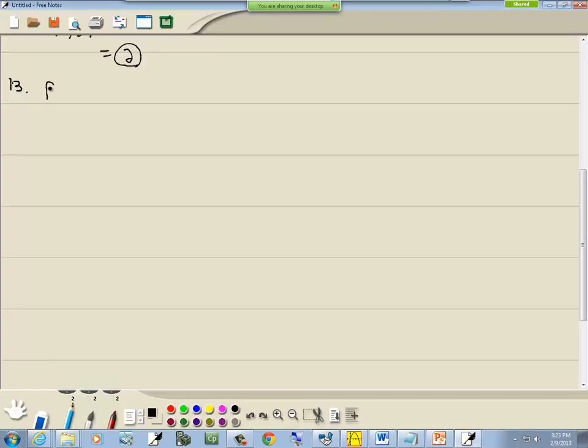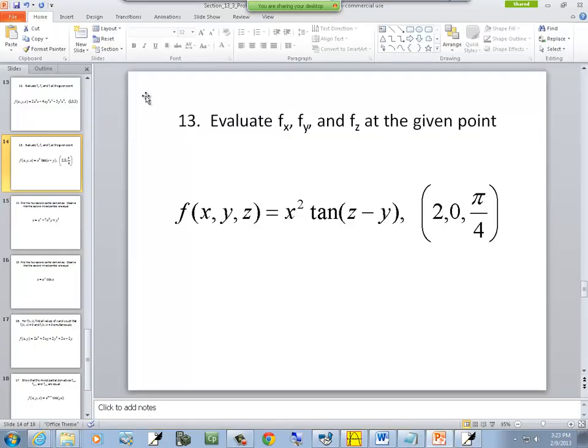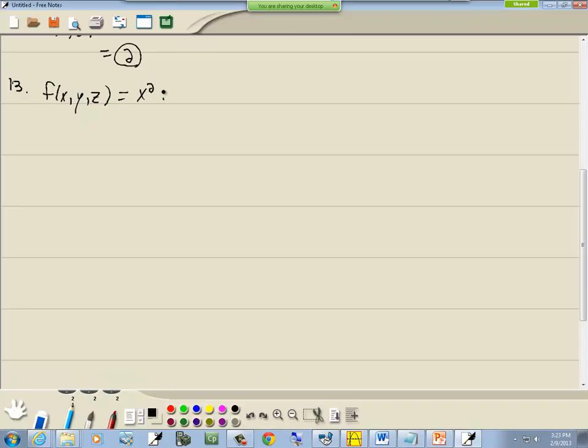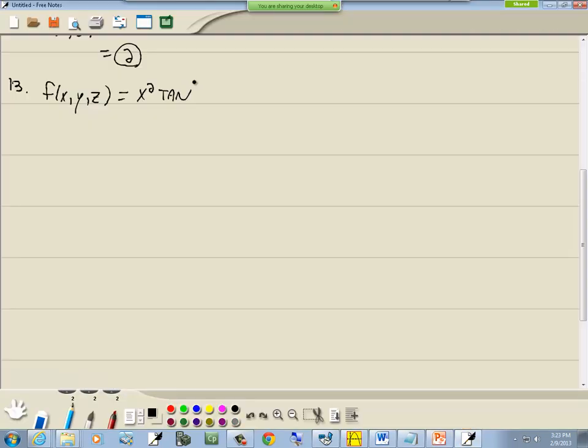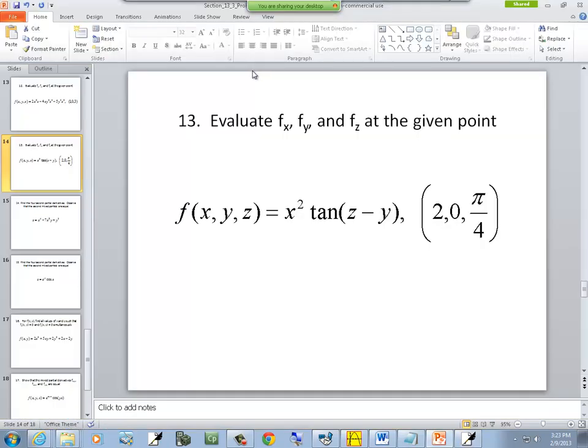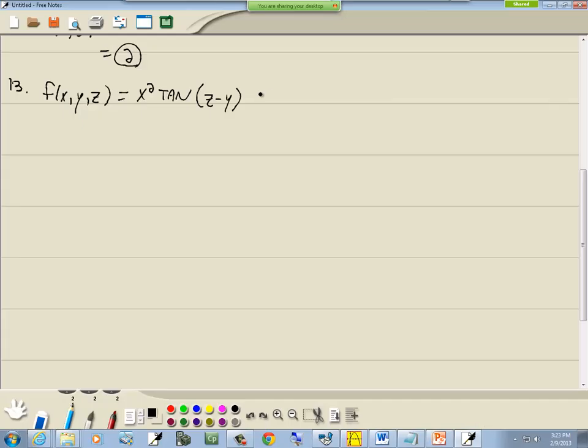So we got f of x, y, z equal to x squared tangent of z minus y, and at the point 2, 0, pi over 4.